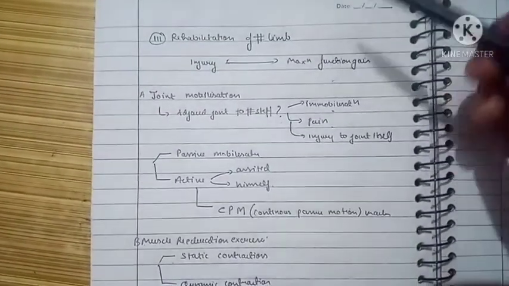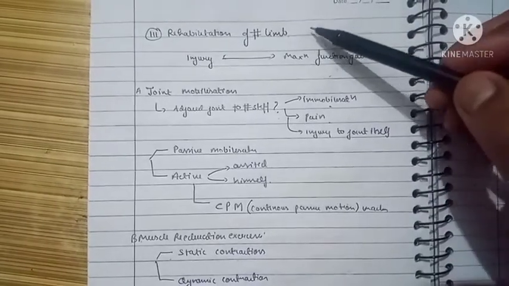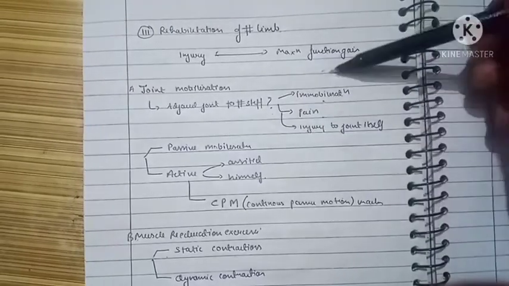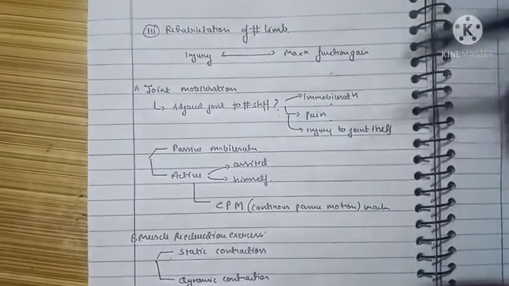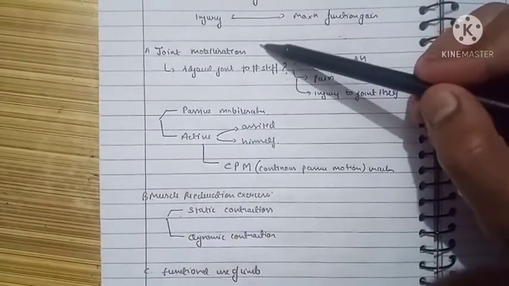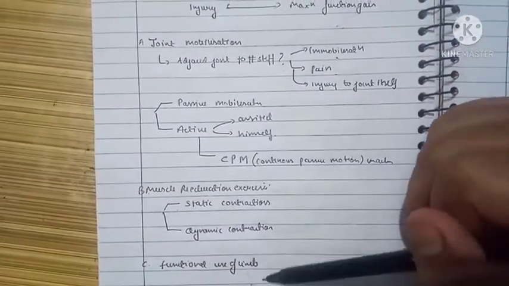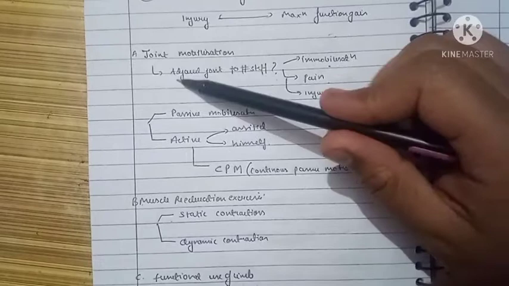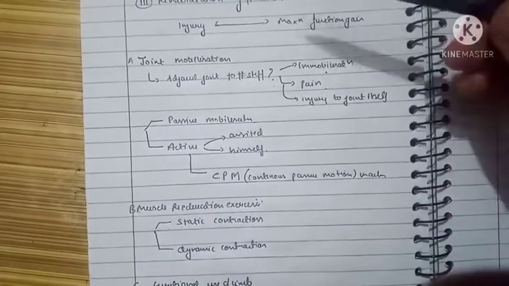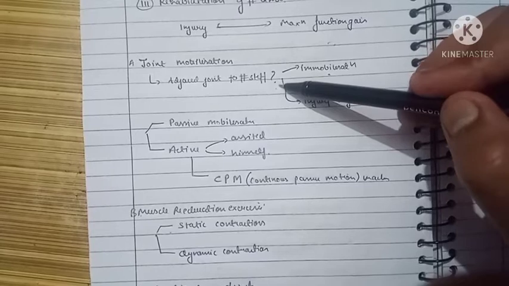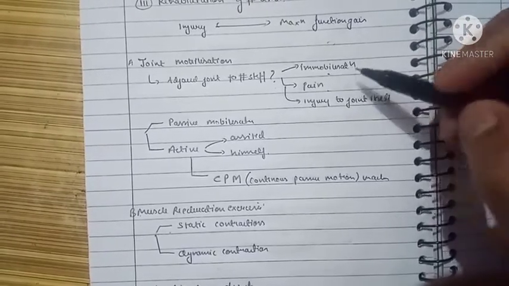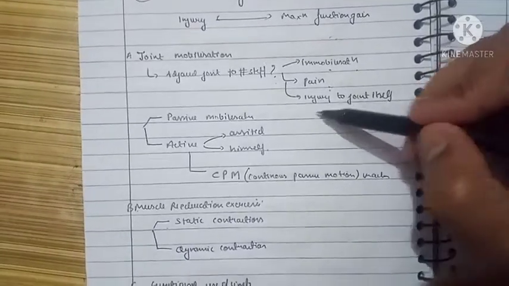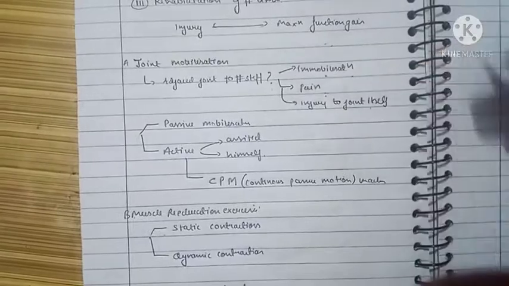Now we will talk about the rehabilitation of the fractured limb. That is the third step. Rehabilitation starts from the point of injury and continues till the maximum function of that joint is achieved. This involves three things: joint mobilization, muscle re-education, and functional use of the limb. Talking about joint mobilization, the adjacent joint may get stiff in the case of a fracture. Why is this? Because of immobilization. The second reason for a stiff joint is the pain, and injury to the joint itself can cause this stiffness.